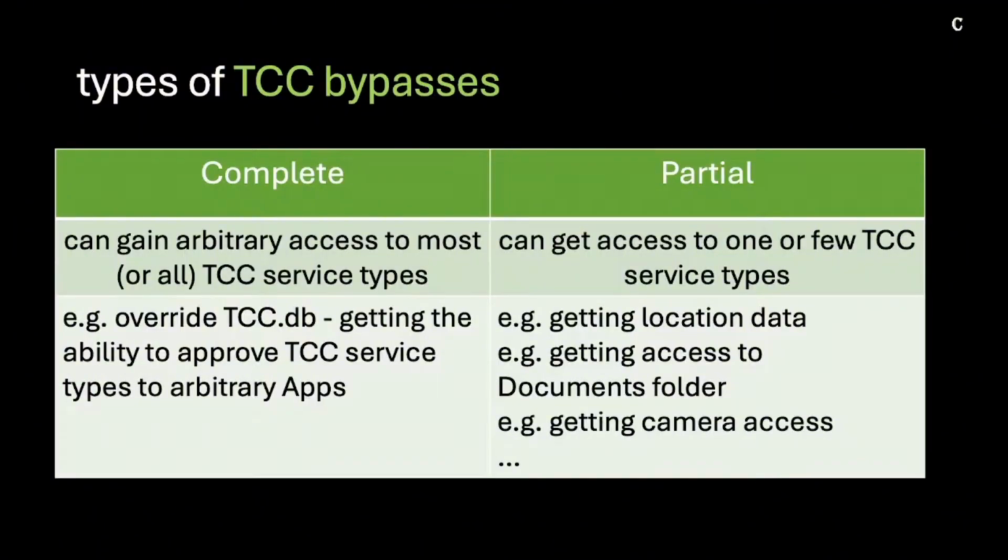So a complete TCC bypass would be anytime you can gain arbitrary access to most or all of the TCC service types. So this would be like overriding the TCC DB. You're getting the ability to approve all of these different TCC protected services to arbitrary apps. A partial TCC bypass would essentially be getting access to one or maybe just a few types, so maybe just microphone access or just access to the documents folder or just camera access or maybe two of those.